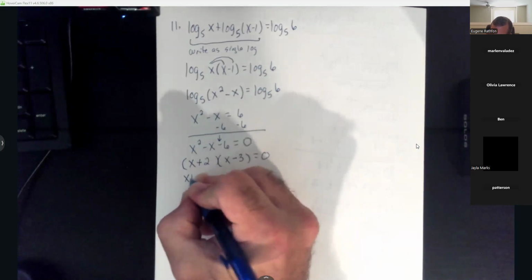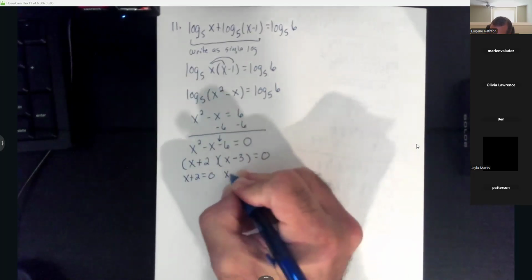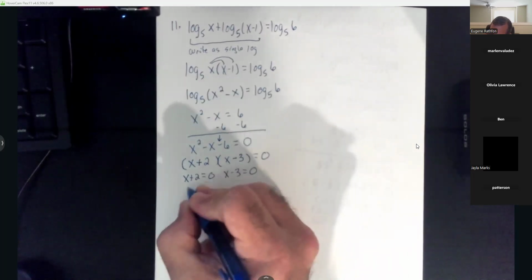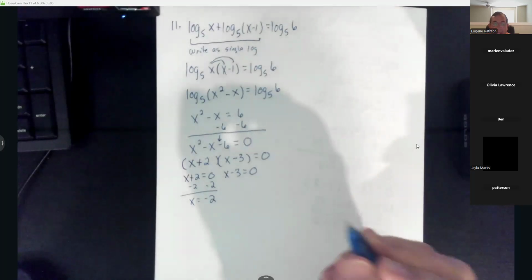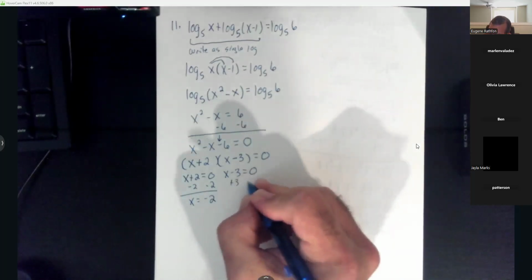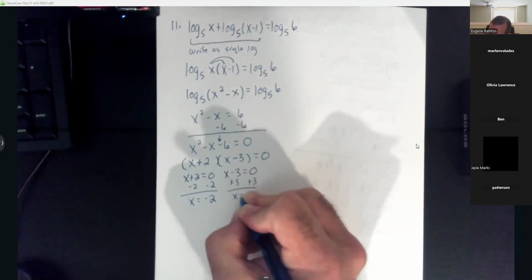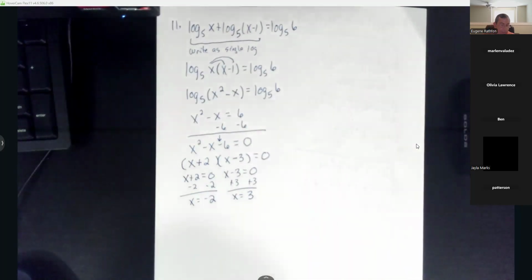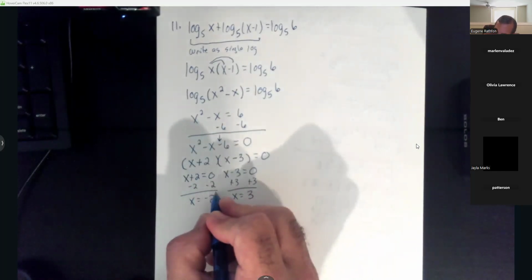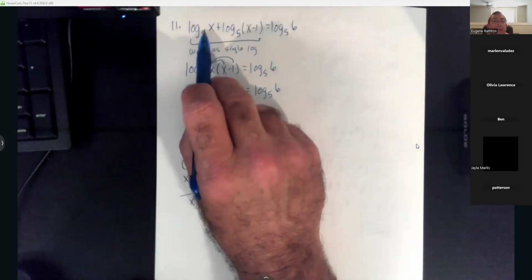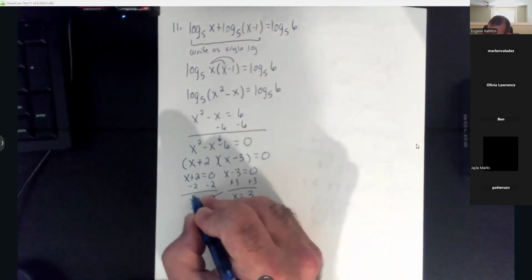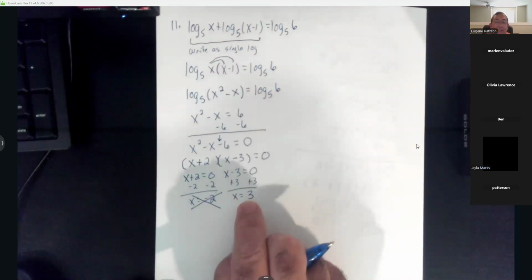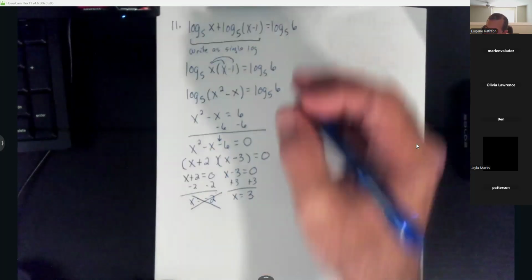So we need to set each of these factors equal to 0 again. The first one, we'll subtract 2. I get x is negative 2. The second one, we'll add 3 and get x is a positive 3. But y'all remember, we cannot keep a negative number because I cannot take a log base 5 of a negative 2. So we're throwing out that negative answer, and the only answer is positive 3.